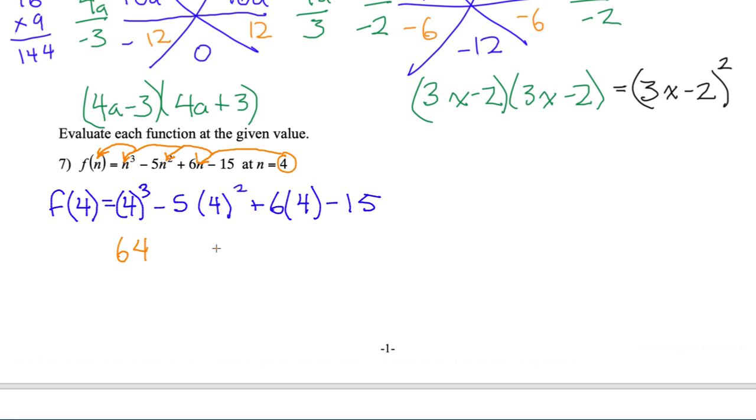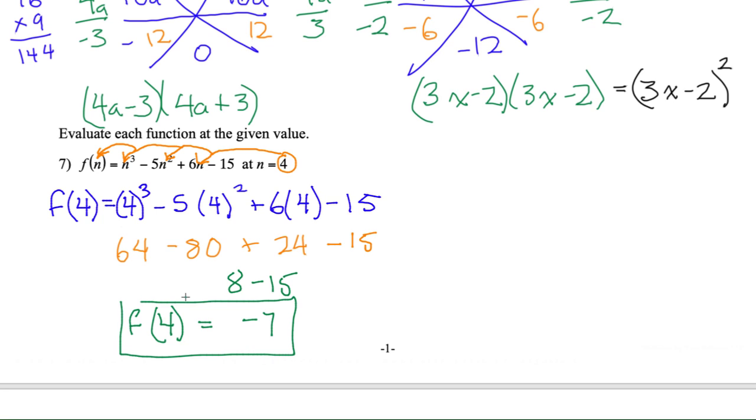All right, so that's going to be minus 80 plus 24 minus 15. Next up after that, we can combine some things here. I'm going to combine this 64 and this 24 to make an 88. 88 minus 80 is an 8, so I'm now left with 8 minus 15. And then from there, 8 minus 15 is a negative 7. So that means f of 4 is -7, and that is my final answer.